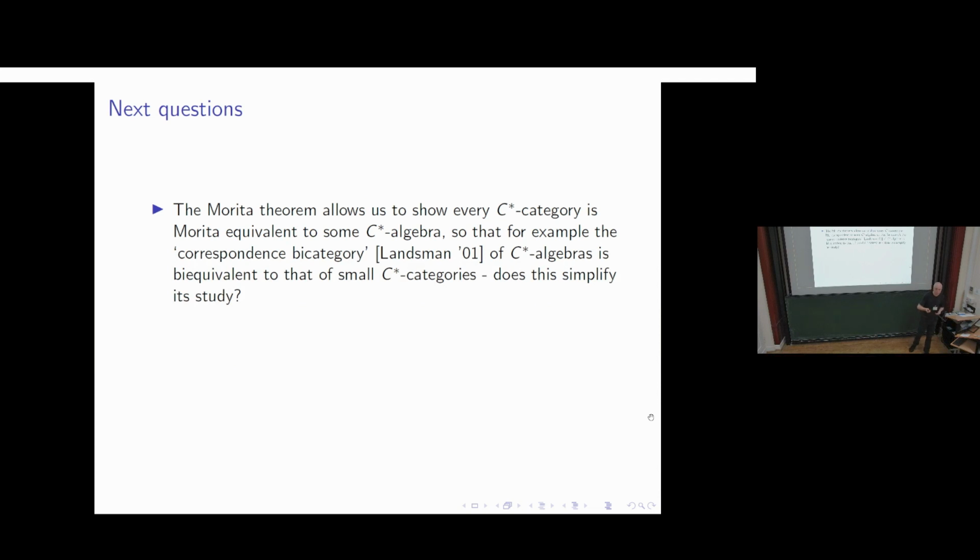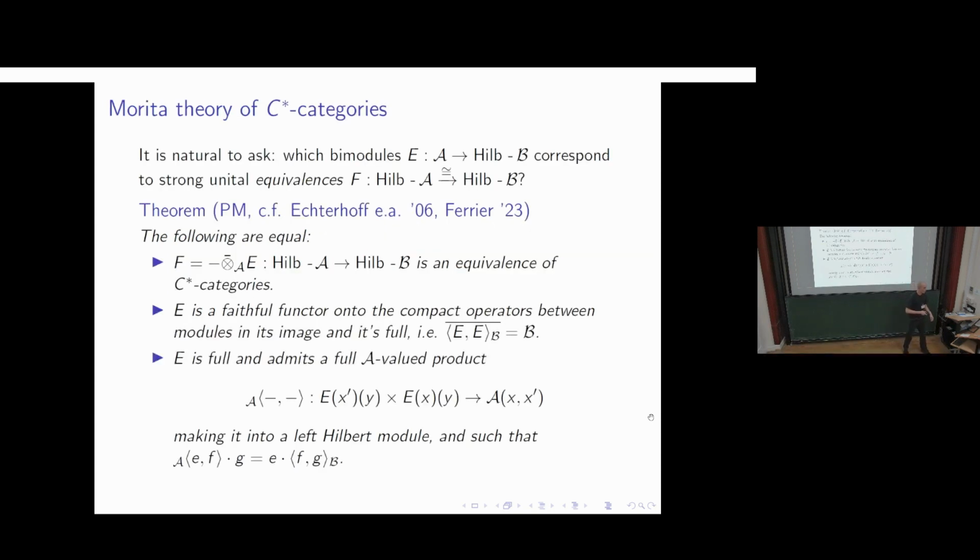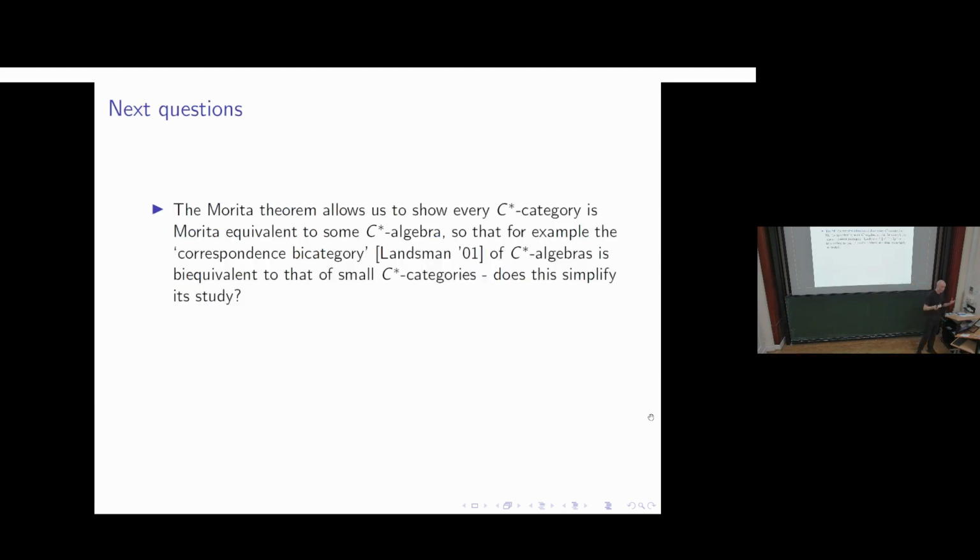So, this Morita theorem that we had on the last slide allows you to really easily show that every C-star category is Morita equivalent to some C-star algebra. How do you do that really quickly? Well, you just pick a B module which is full in B, and then you let the C-star algebra be the compact operators on that B module. So that is going to give you, by the second characterization, a C-star algebra which is Morita equivalent to your arbitrarily chosen C-star category.